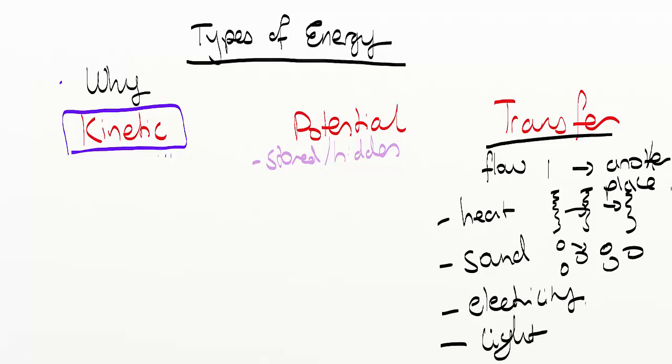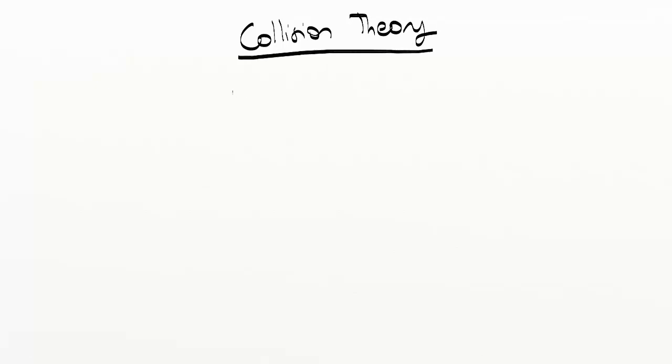Cool. Okay, so now that we talked about this, we need to look at the next section. The next section is the idea of collision theory. What is it? Why do we care about it? How does this relate? The idea behind collision theory is that we need a way of understanding how reactions occur.